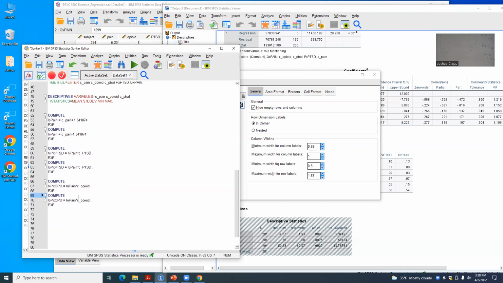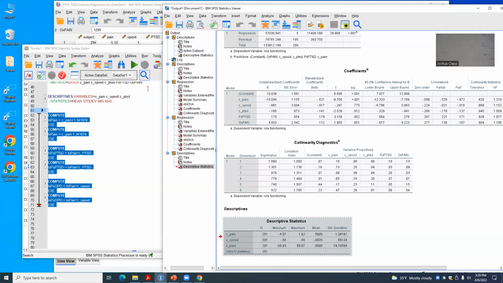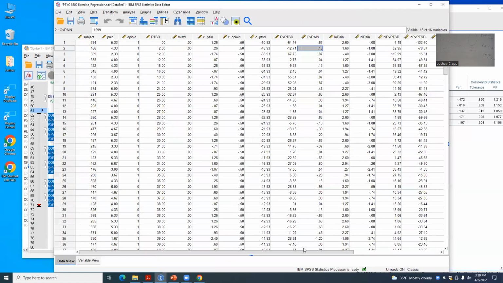Because what I want to do is test the simple slopes of PTSD on role functioning at high and low levels of pain. So first I rescale my moderator so that 0 corresponds to low levels of pain, and then 0 corresponds to high levels of pain. Then I go back through and recalculate interaction terms, plugging in low pain and high pain for any interaction terms where pain lies, right? And if I run this, okay, wonderful.